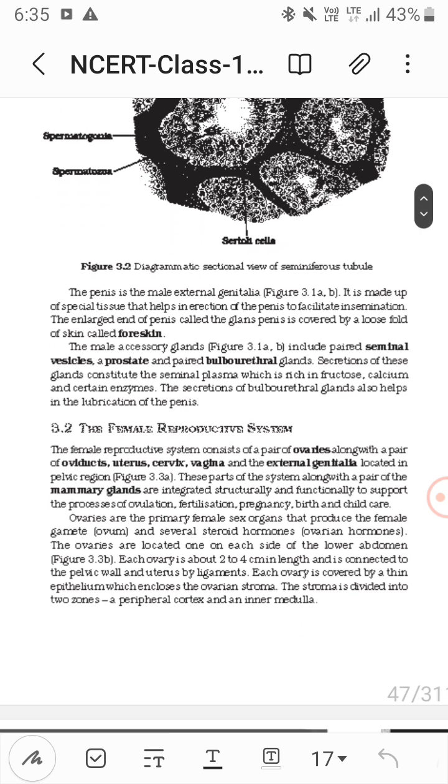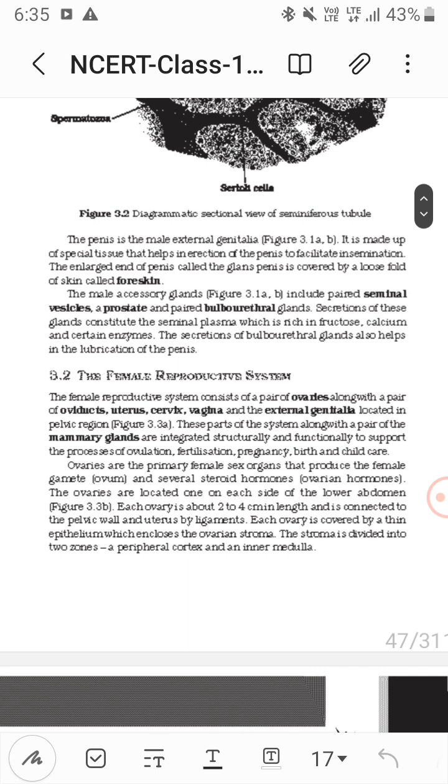Now the female reproductive system. It has a pair of ovaries and oviducts, uterus, then cervix, vagina, and external genitalia. The oviducts, that is the fallopian tubes, and then the uterus and vagina are like accessory ducts in the female. Then they have the mammary glands.